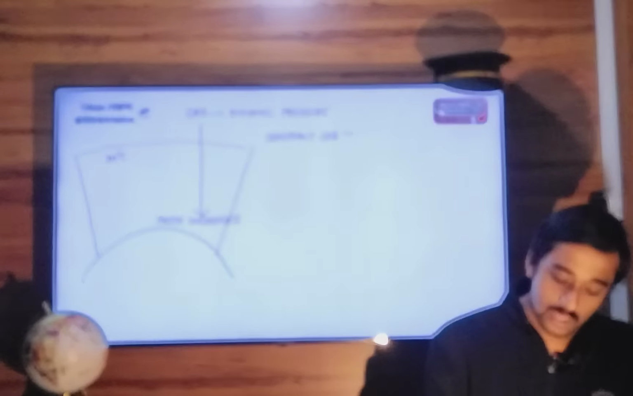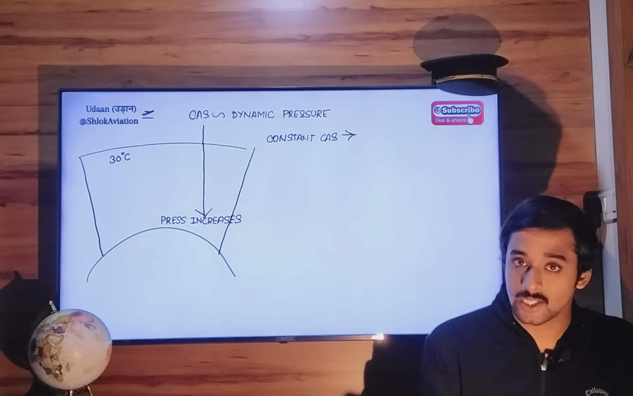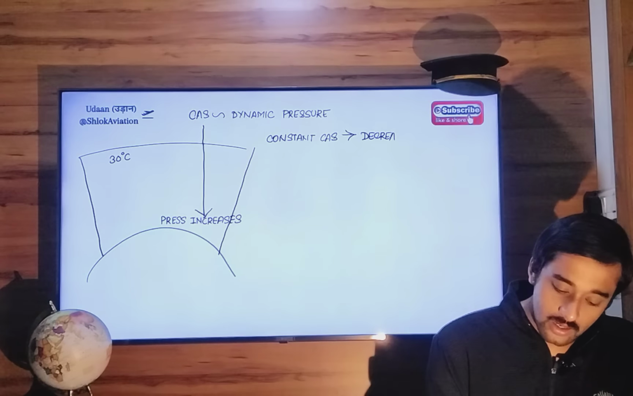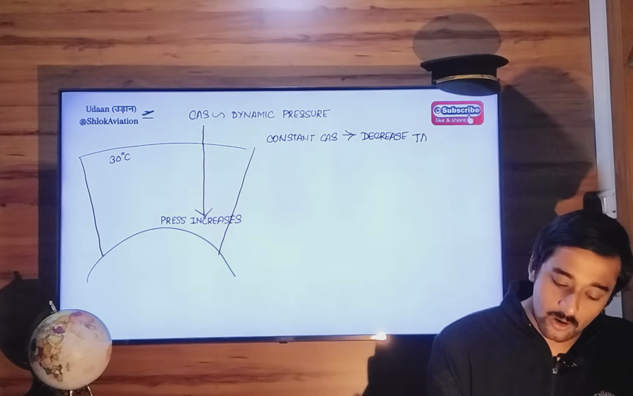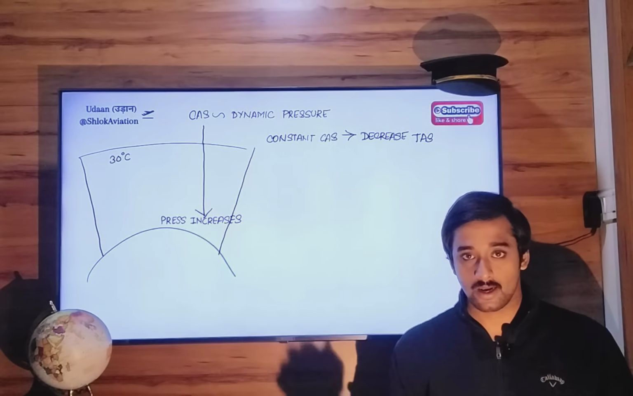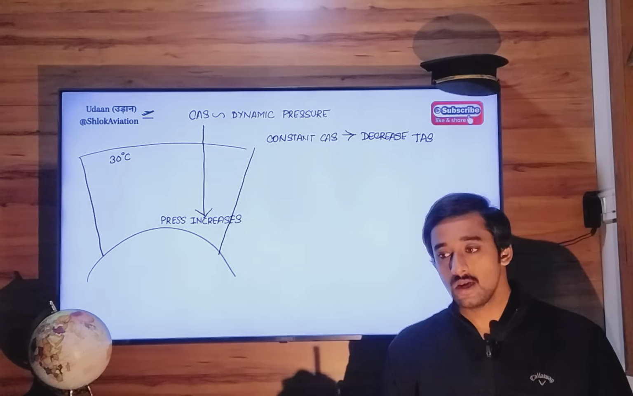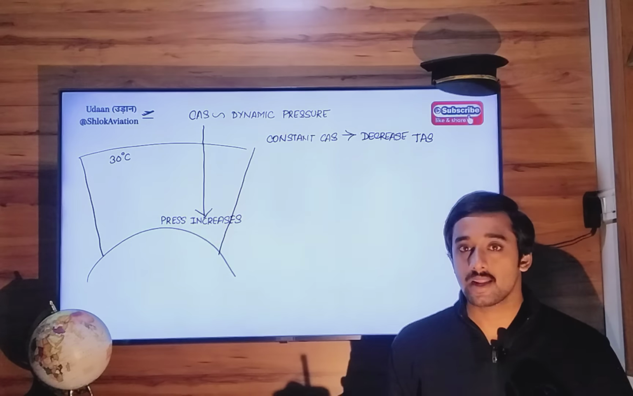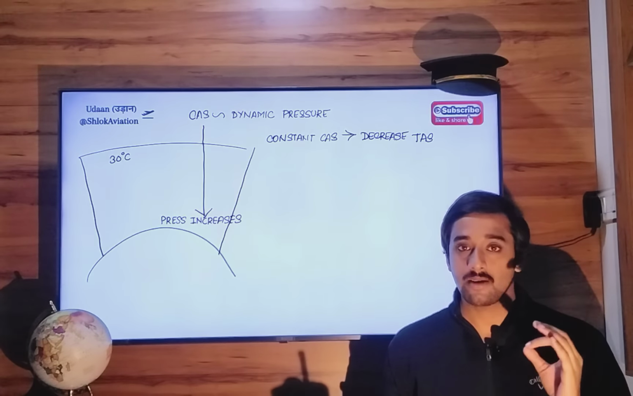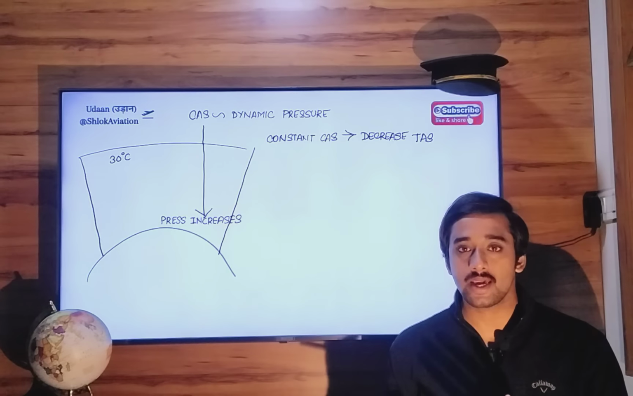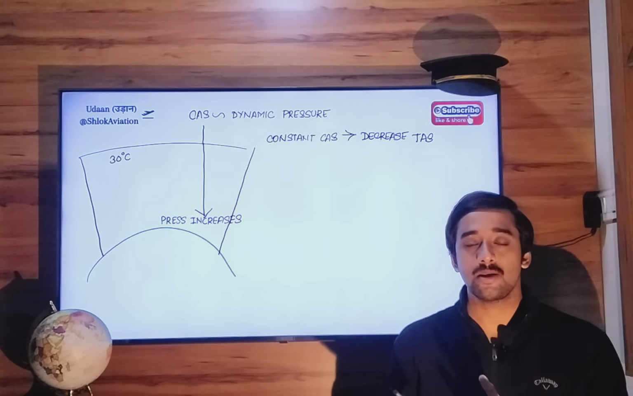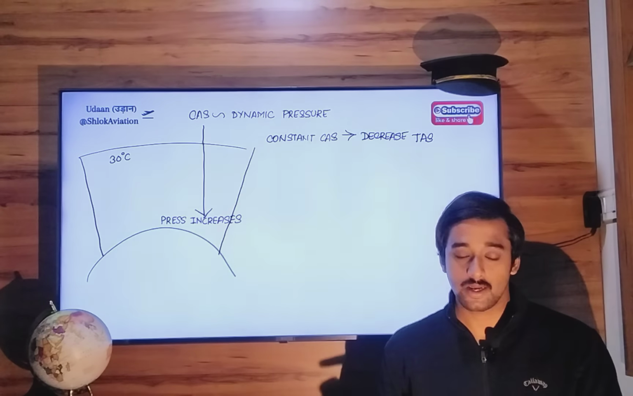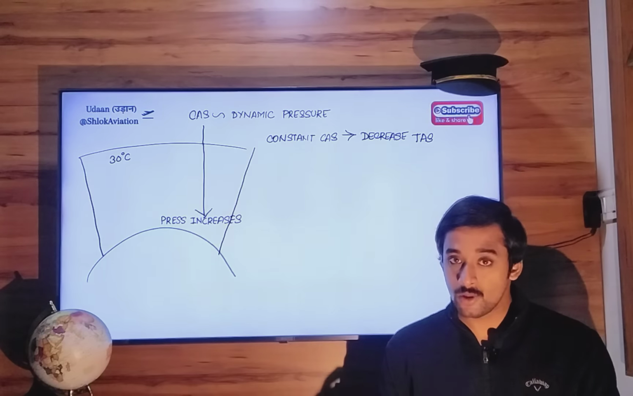The only way, if you want to have constant calibrated airspeed in your descent, is to decrease the true airspeed of your aircraft, the forward speed of your aircraft. When you decrease the forward speed, what happens? Dynamic pressure will decrease. And dynamic pressure is nothing but another representation of calibrated airspeed. So you decrease your true airspeed.